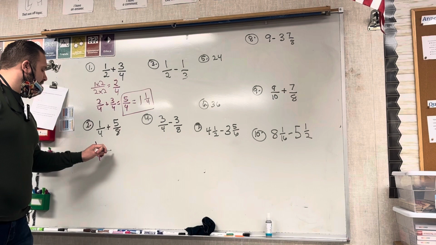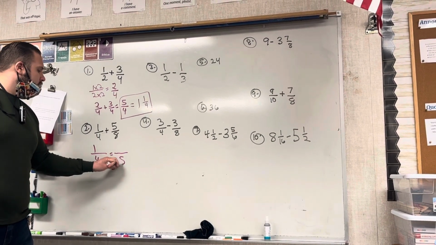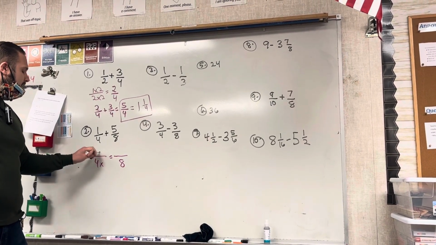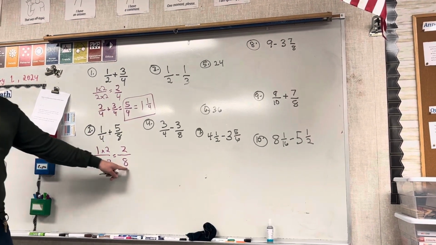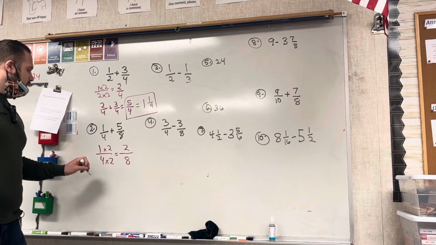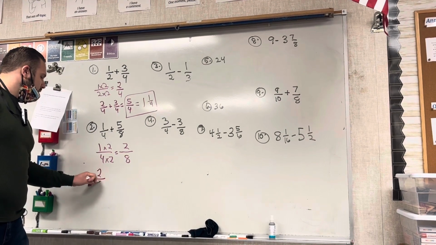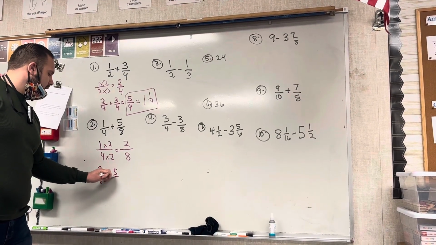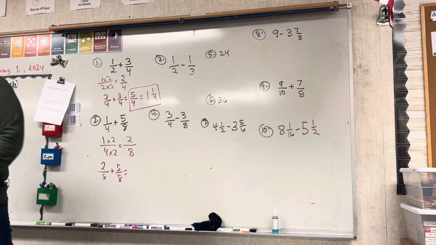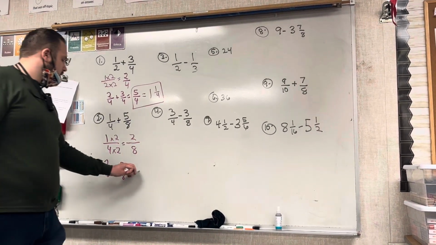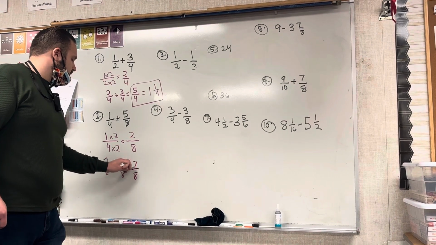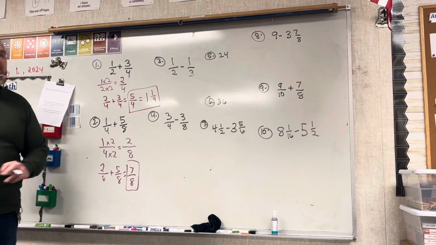1/4 and 5/8. Well, 4 goes into 8. And you got to multiply the 4 and the 1 by 2. Right? 4 times 2 is 8. And whatever you do at the bottom, you got to do the top. So we have 2/8 plus 5/8. You're only adding the numerators. The denominator stays the same. So 5 plus 2 is 7. 7/8 is your final answer.